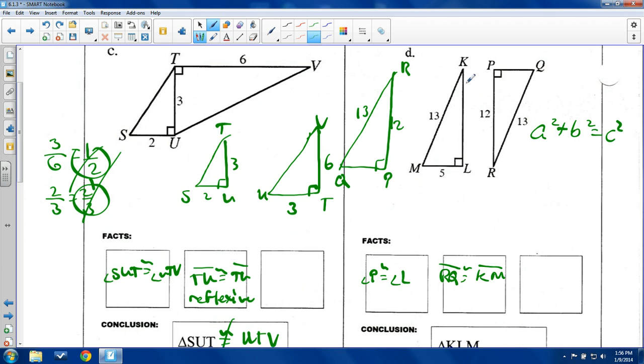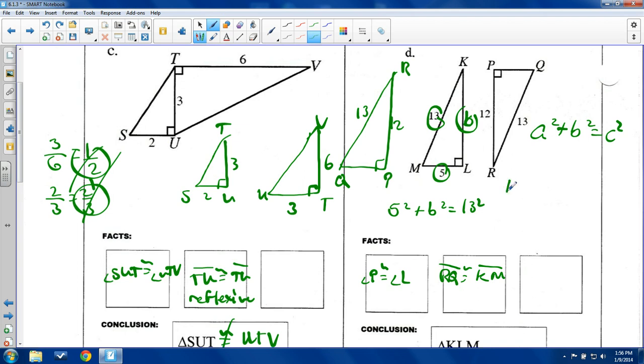Let's figure out what KL is. I'm going to call that B. So I'm going to say 5 squared plus b squared equals 13 squared. Now we have to solve for b. 5 squared is 25. 13 squared, take out your calculator for that one, is 169.